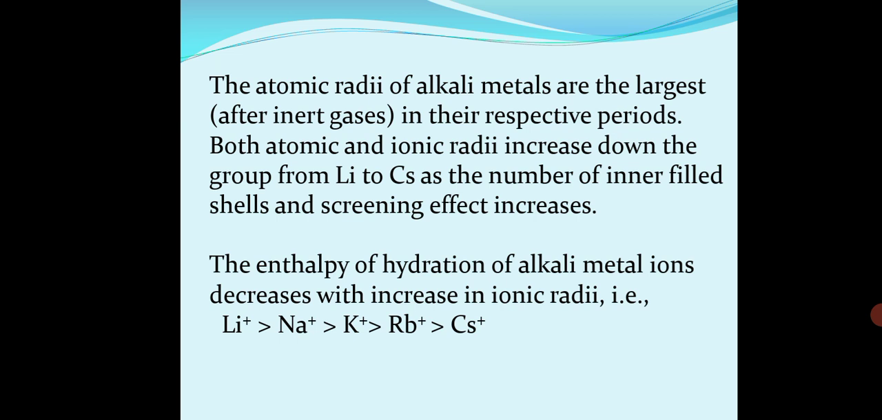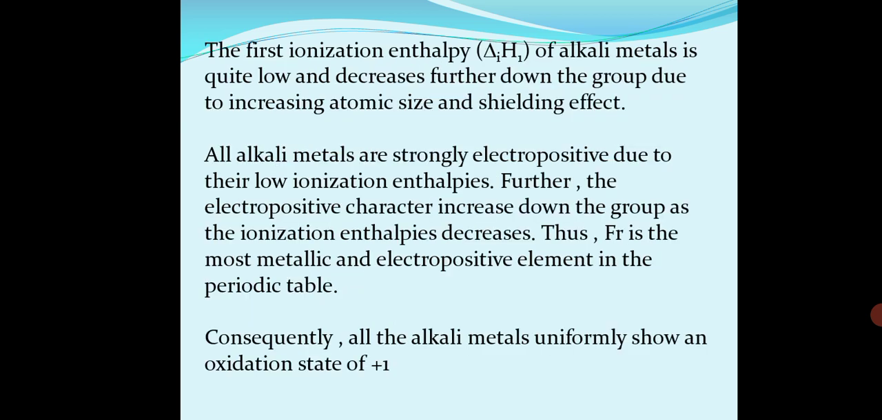Clear? So next, the first ionization enthalpy, delta H1, of alkali metals is quite low and decreases further down the group due to increase in atomic size and shielding effect, we can say that. Further, due to inert gas configuration of the unipositive ions, the second ionization enthalpy of alkali metals is very high and decreases down the group.